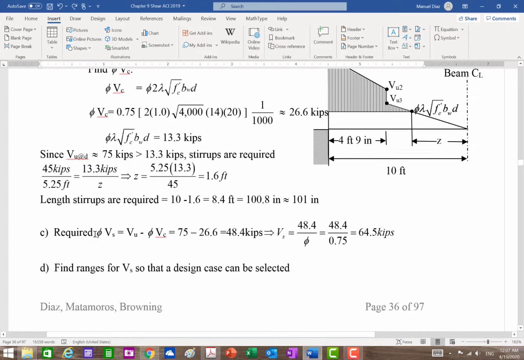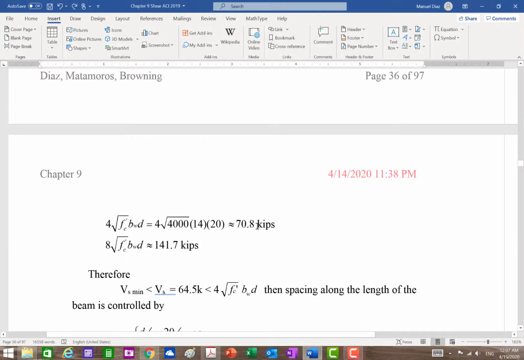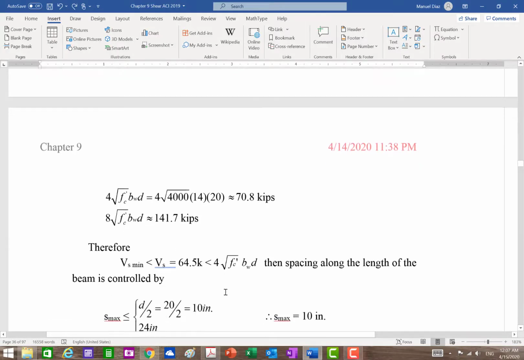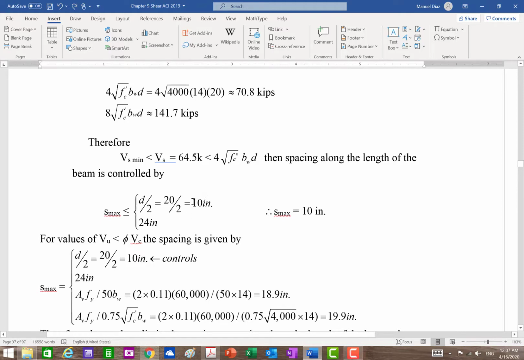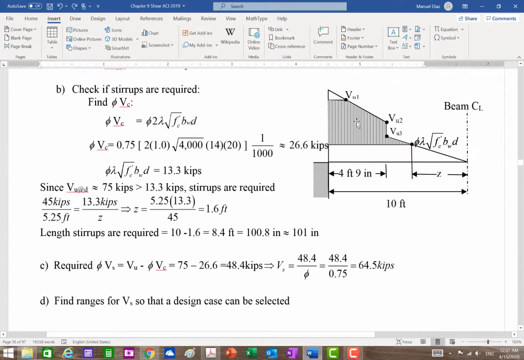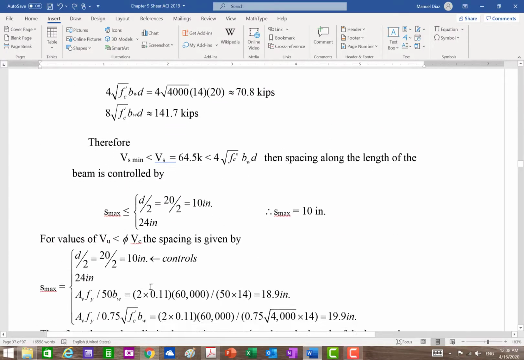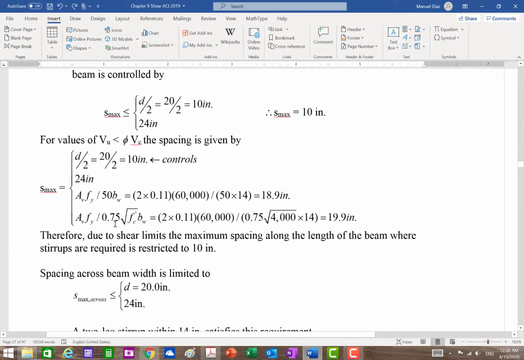So you find your V sub S, it will be VU minus phi V sub C. And then you divide by the phi factor to get only V sub S, so you get your values. Then find the ranges. So we got 78, 141. We're still below 4. So that means D over 2 and 24 control your values. And again, this is dropping, it's going down, down, down. So eventually you're going to get to the value where it is the minimum, and for that, we had to use these 4 values. Still, this one controls. Minimum, though, is controlled by 18.9.